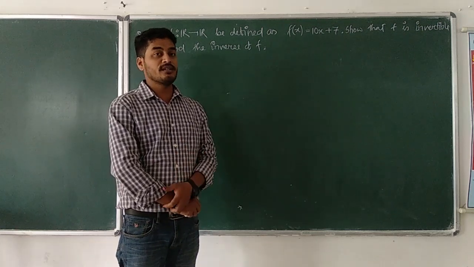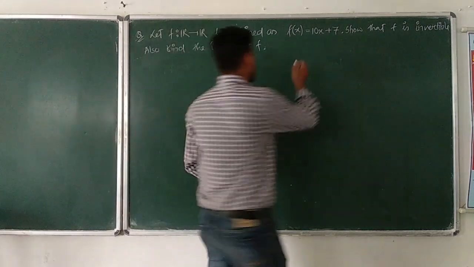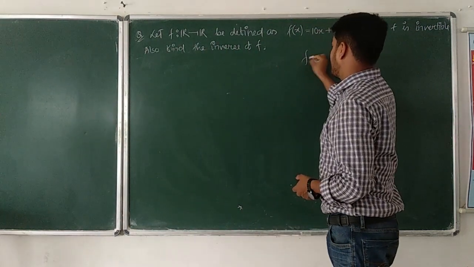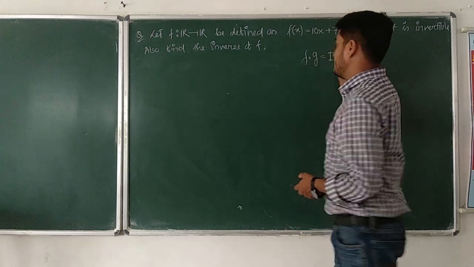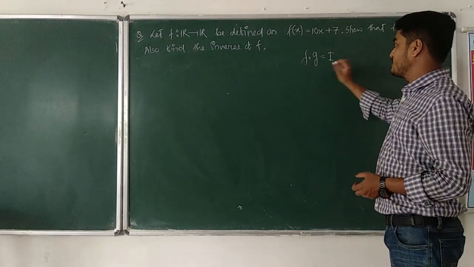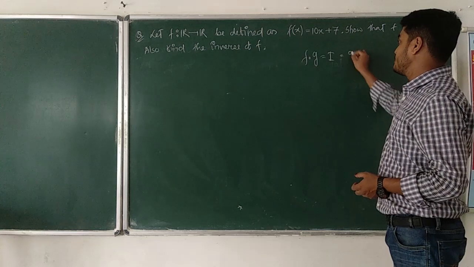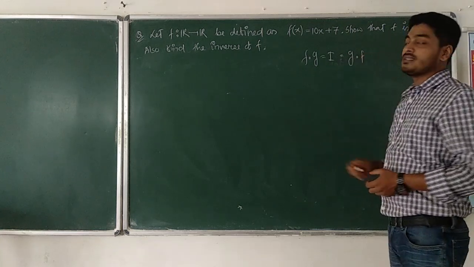That means how can you find out the inverse of any function? In the last lecture, we have discussed that whenever the composition of two functions is an identity, maybe f naught g or g naught f, then one of them is going to be the inverse of the other.